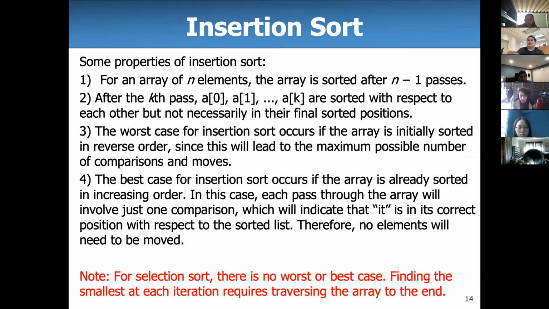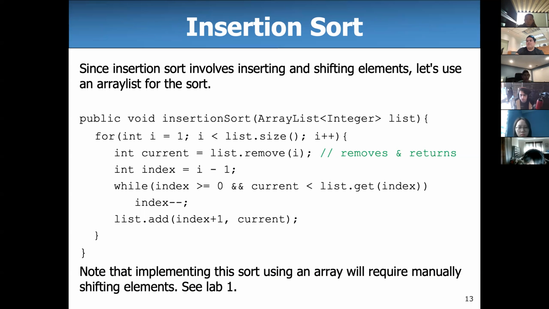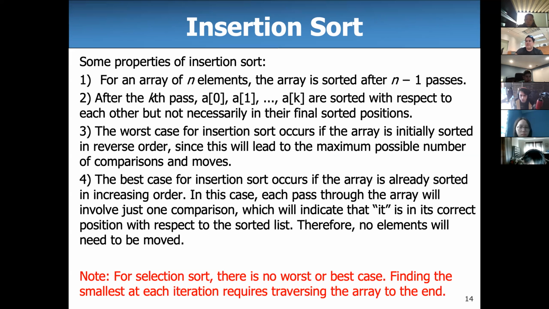Okay, so the insertion sort, note that implementing sort using an array will require manually shifting elements. So what do they mean by that? That if you're doing this with an array, you'll basically have to do a swap. But you're not really doing a swap from here to here. You're basically just saying this one just has to go over to here for a second. I'm just moving this one over. Generally with an insertion sort, you can do it with arrays, it's just easier to work with array lists.